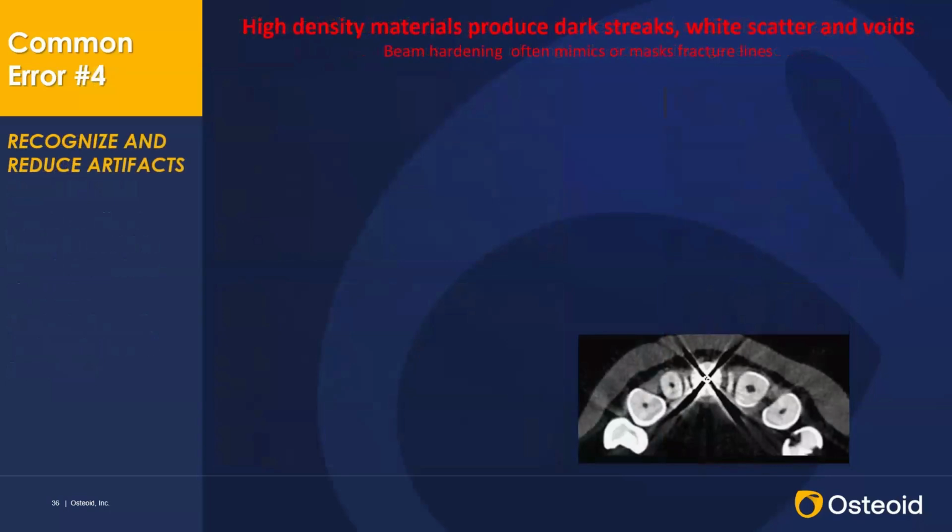The fourth common error is understanding the effects and how to mitigate against artifacts created from beam hardening, particularly in the area of diagnosis of fracture lines. The image on the lower right here is a test image with a post in it, and there is a fracture in this central incisor, except because of the scatter, which is the white area, and because of the beam hardening, which is the star artifact, which is mostly dark, we really can't see much.